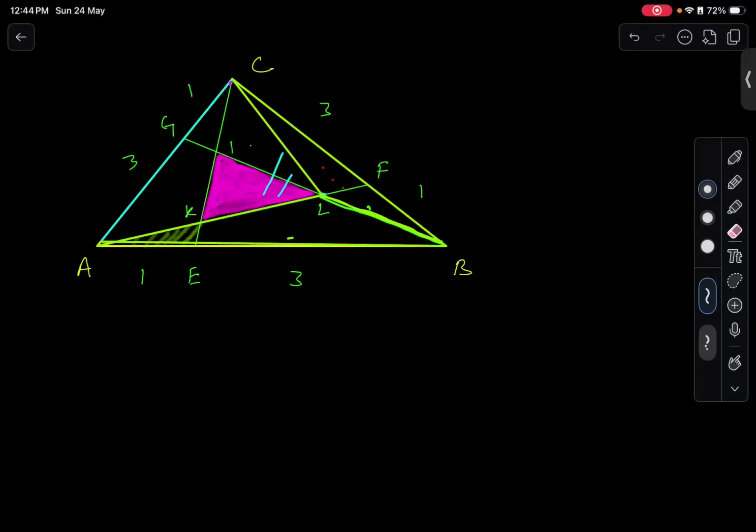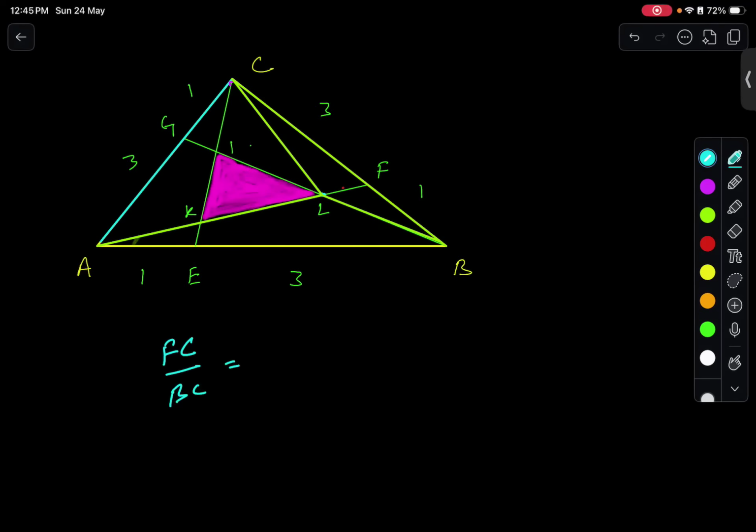Okay, this was the situation given, almost clean, I guess. Okay. So now we just have to work on this. So this is given: AE upon EB, BF upon CF, and CG upon GA, all are 1:3. What can we say about FC upon BC? Can I say this is nothing but 3:4?